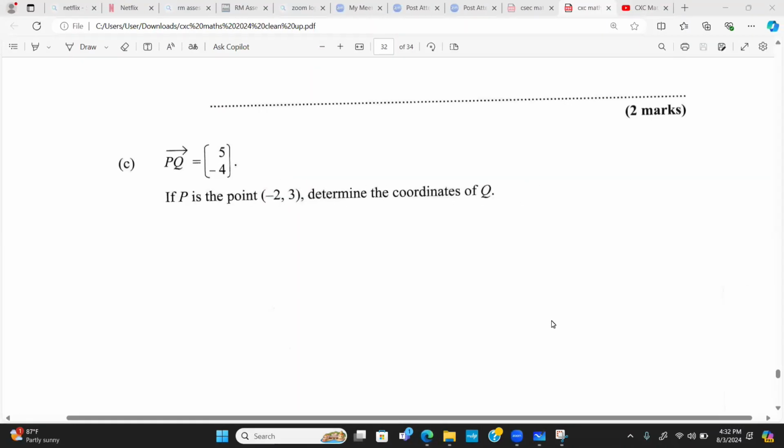All right, so what we're looking at here is a vector question. Given that PQ is equal to (5, -4), if P is the point with coordinate (-2, 3), they want us to determine the coordinate of Q.